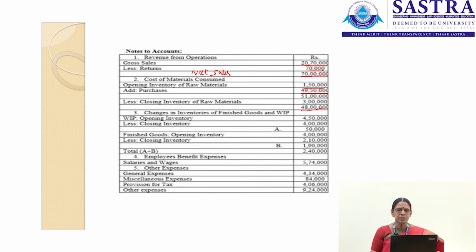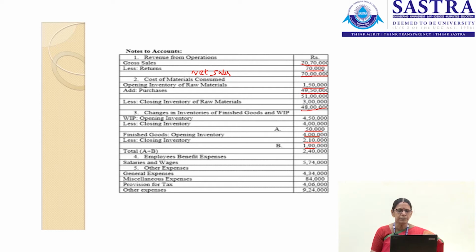Then changes in the inventories of finished goods and work in progress. Work in progress: opening inventory is 4,50,000 less your closing inventory, that is your 50,000. Changes mean the difference between your opening and your closing balances. And again finished goods, we have opening inventory of 4 lakhs, closing inventory of 2 lakh 10,000. So we have a change of 1 lakh 90,000.